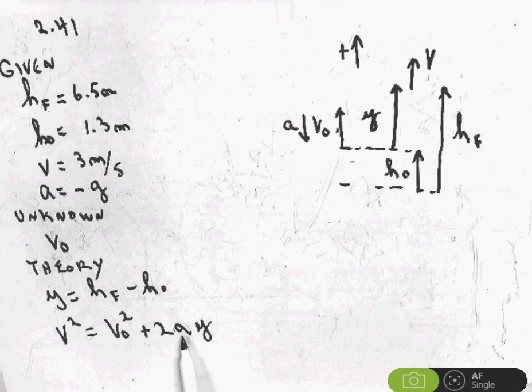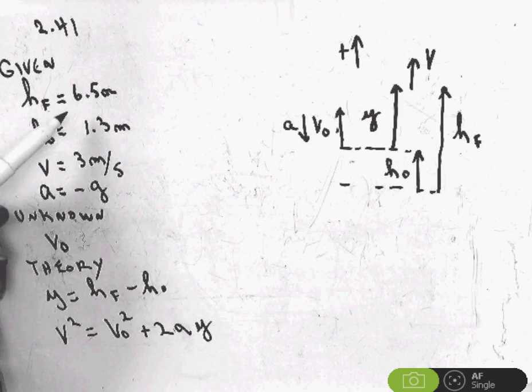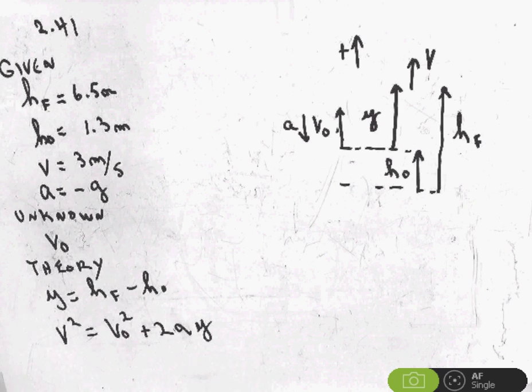Put in a minus, that will be a minus 9.81 meters per second squared. y will be equal to the difference in your two heights right here. And that final velocity is 3 meters per second. So you should be able to plug in the values here and get the value of v naught. So I'll leave you with that to finish the problem.